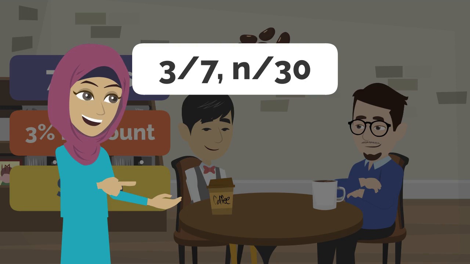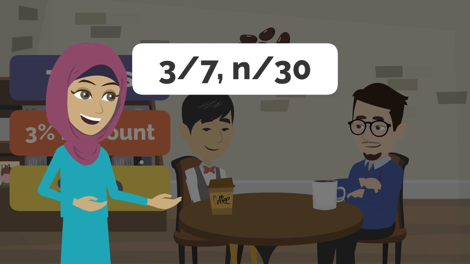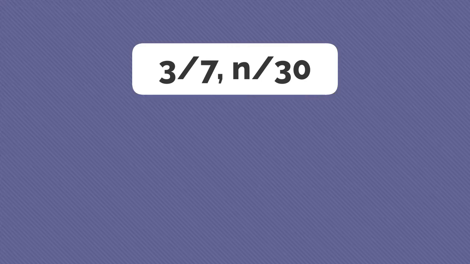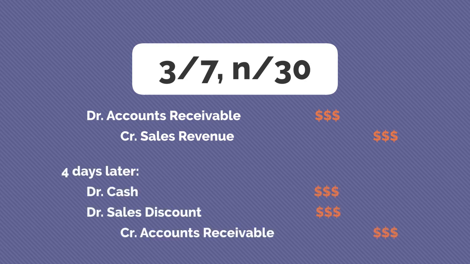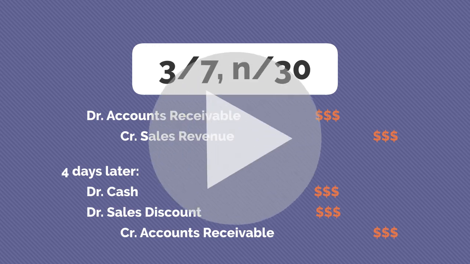Now, think about what the journal entry would look like from Loaf's perspective. Remember that they are now the supplier. Let's assume the career conference organizers pay Loaf 4 days after their purchase on account. Pause the video and resume when you are done.